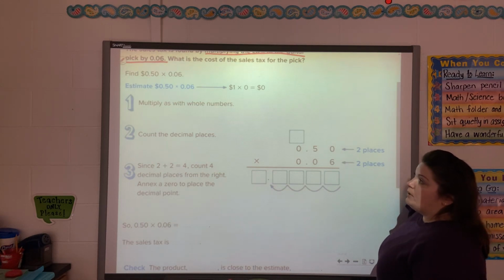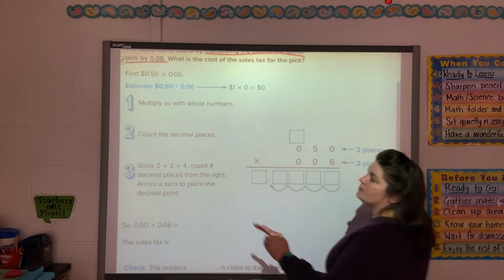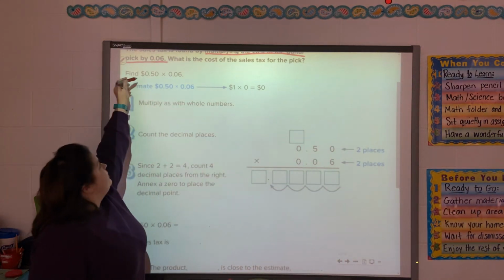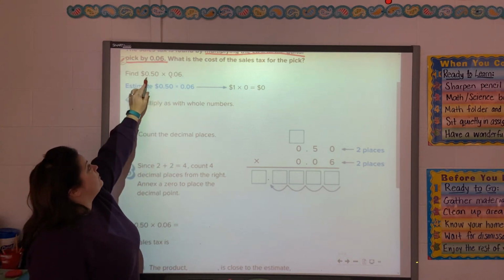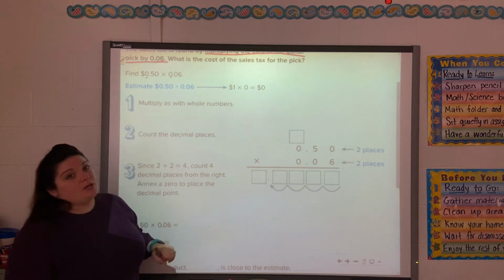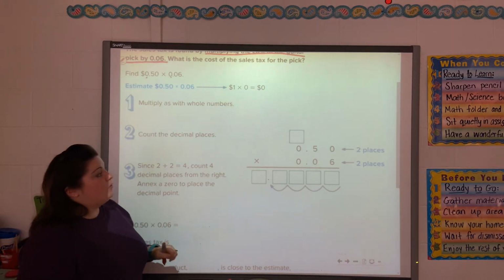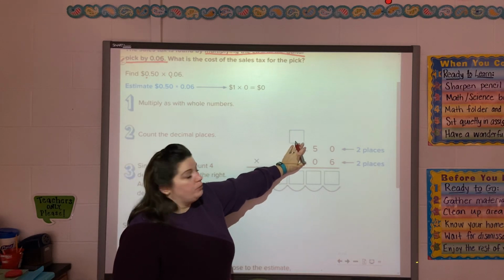So again, we multiply as if these were whole numbers. There's a lot of zeros in here. The zeros that are representing the lack of $1, the 0 that's saying that there are no dollars, and the 0 that's saying there are no wholes, you don't necessarily need to write them, okay? So if your book is writing them, that's fine, but you don't have to include them.